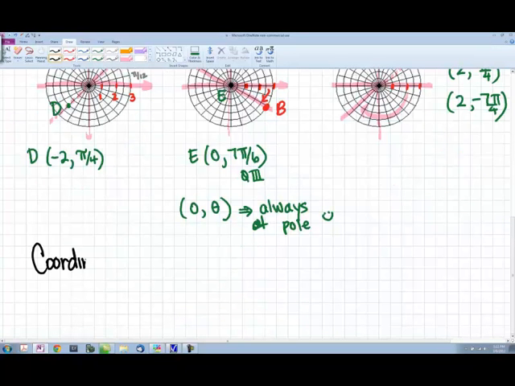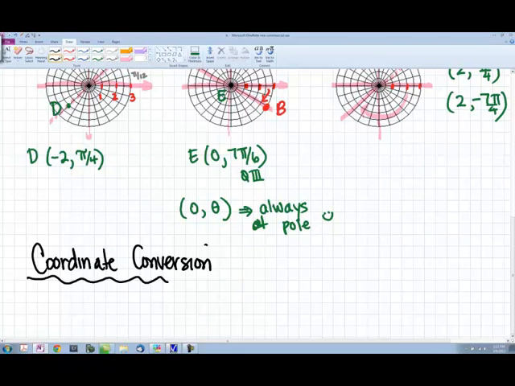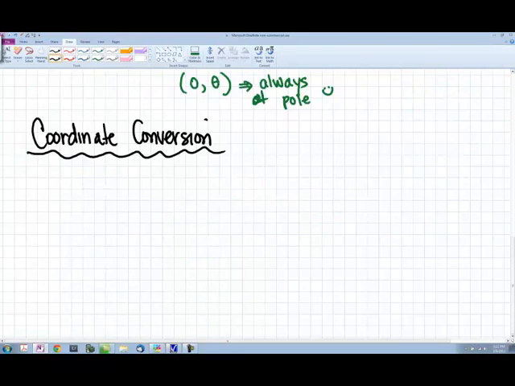We need to work on coordinate conversion, and in order to convert back and forth from polar to rectangular and vice versa, you guys are going to need to remember how x, y, r, and theta relate.